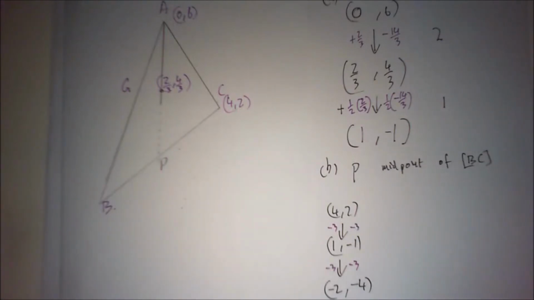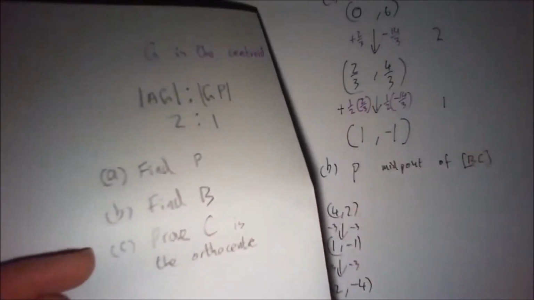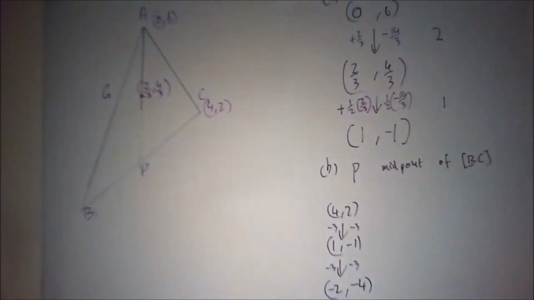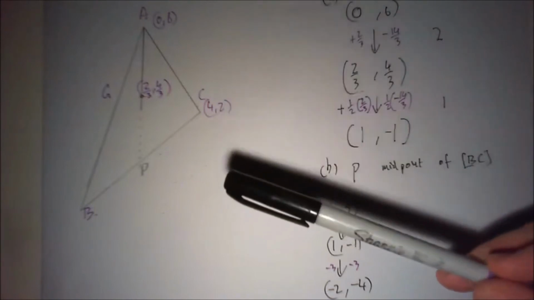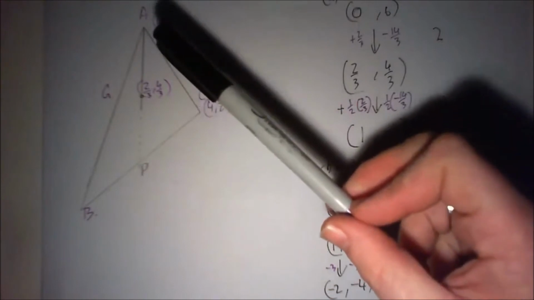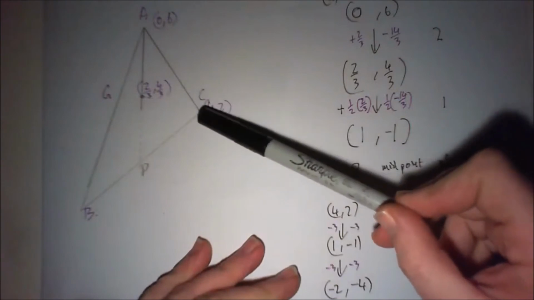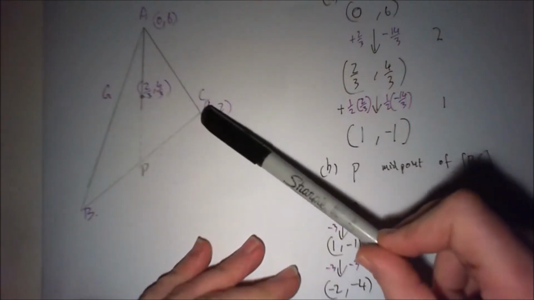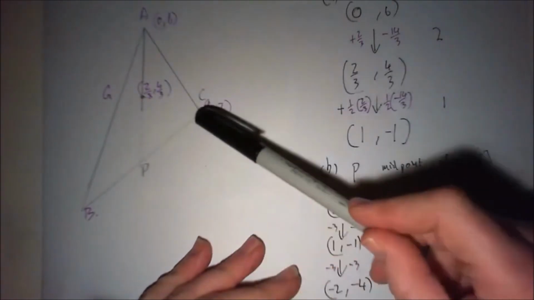Part C then. Let's flip back over and see what part C was. Prove that C is the orthocenter. So what do we know about the orthocenter? We know that the orthocenter is the perpendicular point from an apex to the opposite side. So this is interesting. If they're saying that's the orthocenter, then they're saying that this is a perpendicular line and this is a perpendicular line.